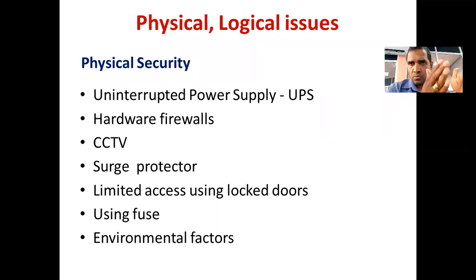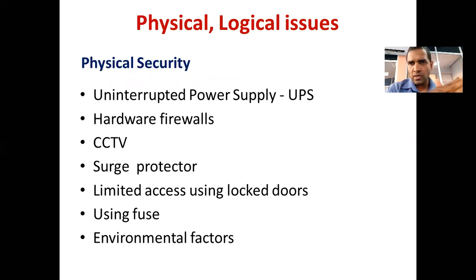So to prevent such things, you have to use a device called a surge protector. So what happens when you use a surge protector? It controls the electricity. Even though a voltage increment happens, it never allows the electricity to increase. It controls the electricity and supplies that to the computer. So your computer will be safe even though the power is increased, the voltage is increased. This is called a surge protector.